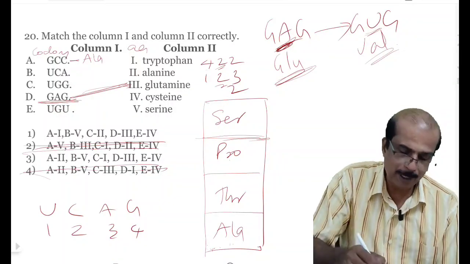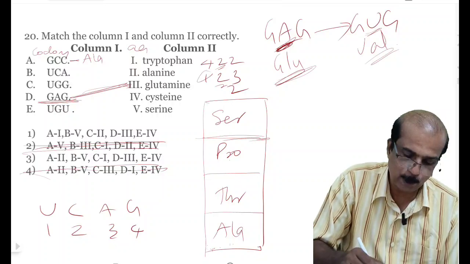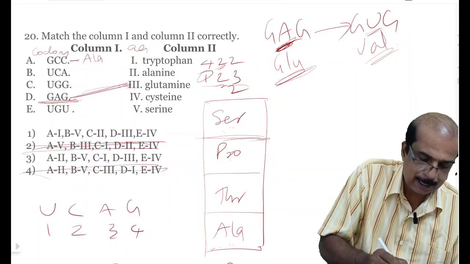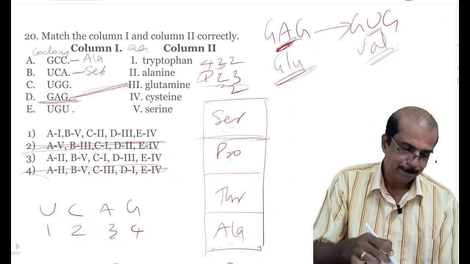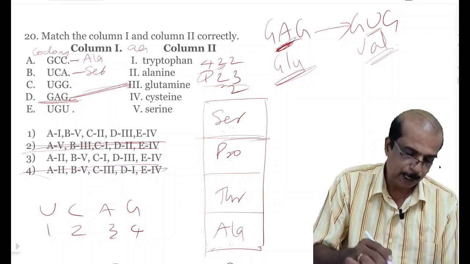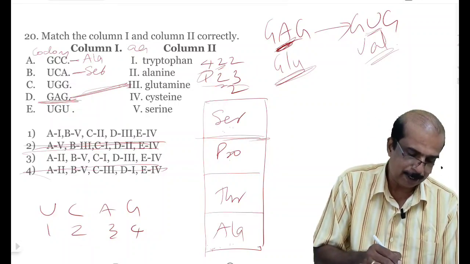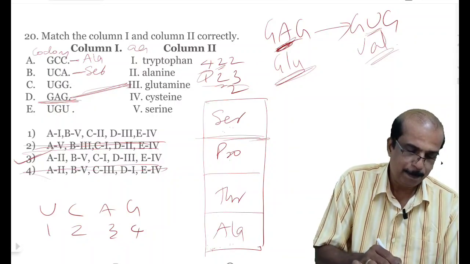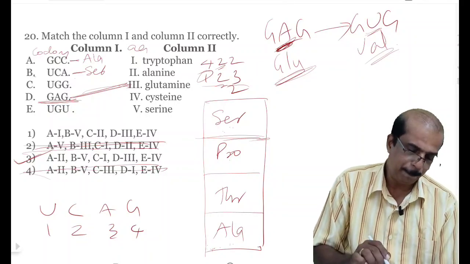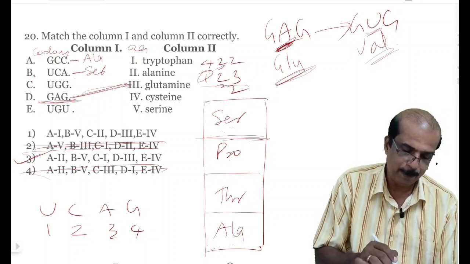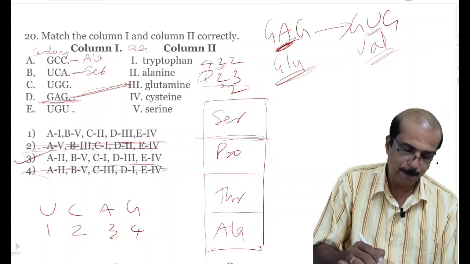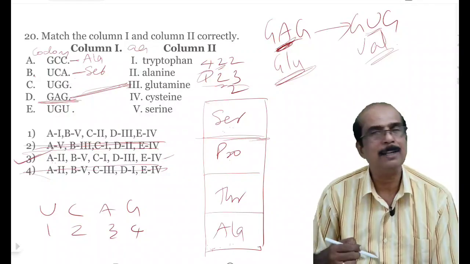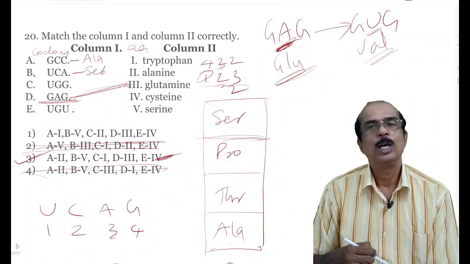123: 1 means the first row, that will be serine. UCA will be serine. Then A, alanine: A2 is the third option. What about B? B5, A2, B5, C1, D3, E1: third option. You can easily find out the answer from this clue.